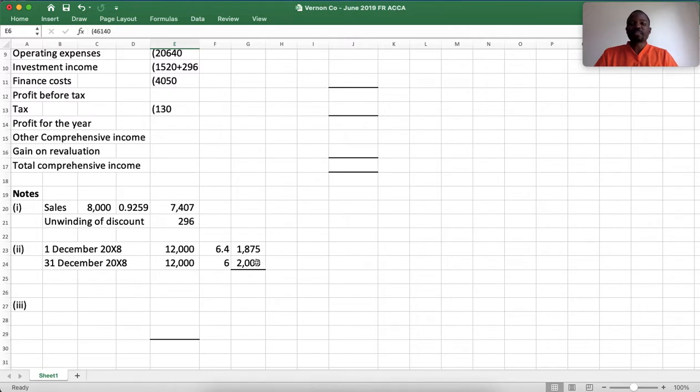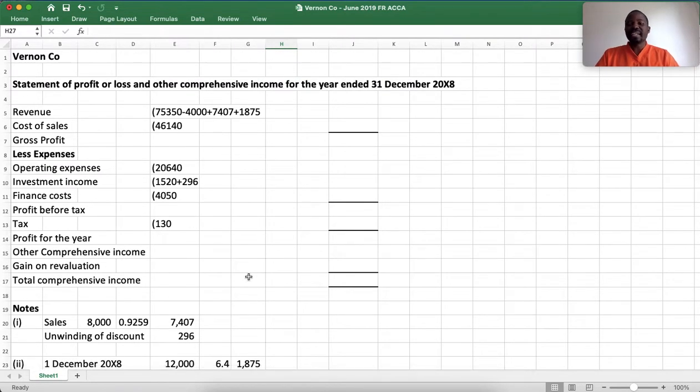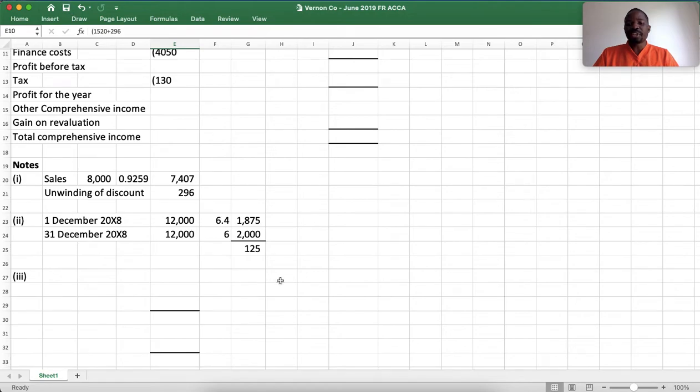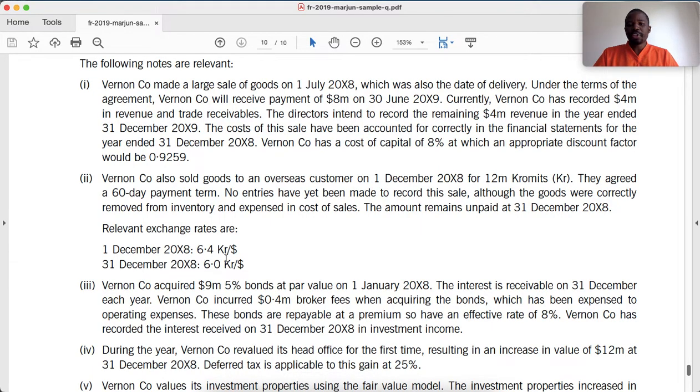Come 31 December, the receivable has increased from 1,875 to 2,000. So the receivable has increased by $125. So now it's a gain. We have to debit our receivable and credit, not revenue, but now credit our operating expenses. We're done with that note. Now let's go to note number 3.